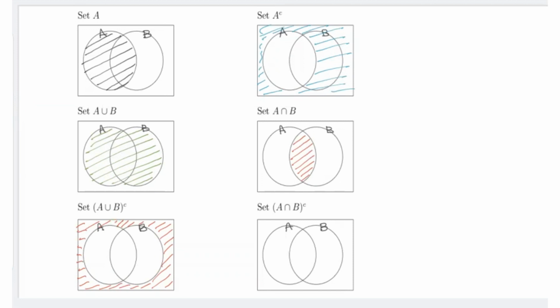A union B complement. A intersect B complement. As you see, this is A intersect B, so the complement is not in that, so outside of that. Okay. Question?